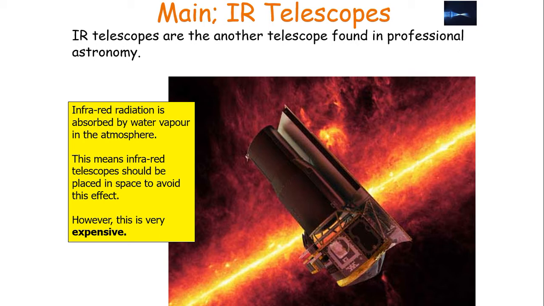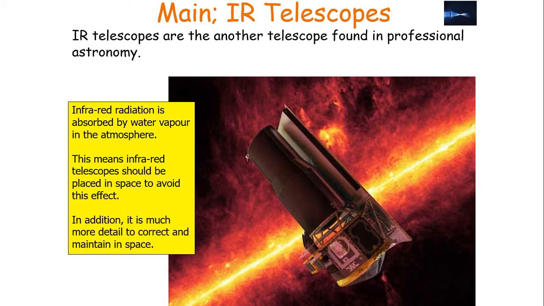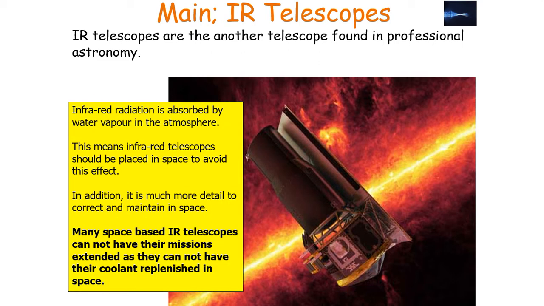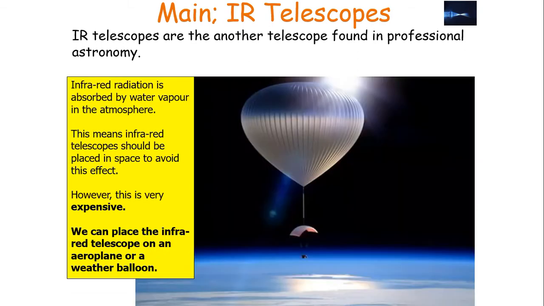Now, the issue with placing our infrared radiation telescopes into space to avoid the water vapor absorbing the infrared radiation and blurring or minimizing our image is that it's very expensive to do this. And in addition, you need much more detail to correct and maintain in space. So the issue is that many space-based infrared telescopes cannot have their missions extended as they can't have their coolant replenished in space because it's very difficult to actually go up there and fix it or correct any issues.